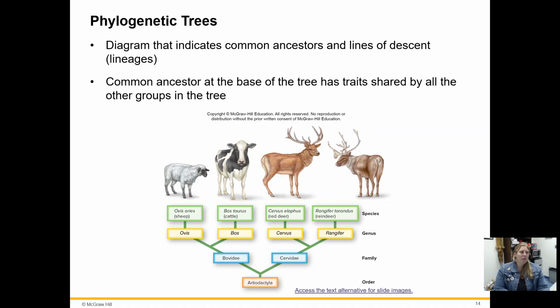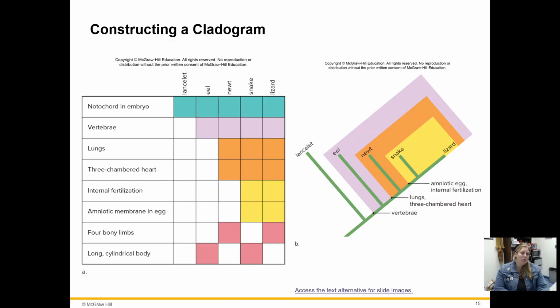Another way we can look at this is by looking at what's called a cladogram. Cladograms in phylogenetic trees are pretty interchangeable. A lot of times we use them. They're technically different. It's fine. Okay. What I like about cladograms is that cladograms actually allow us to put the particular traits we're looking at on the phylogenetic tree that we are building.